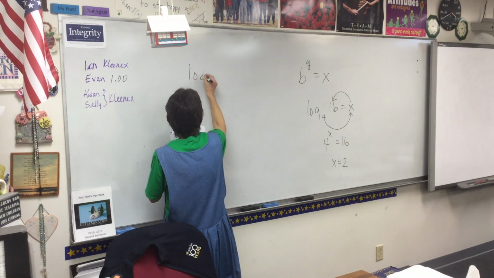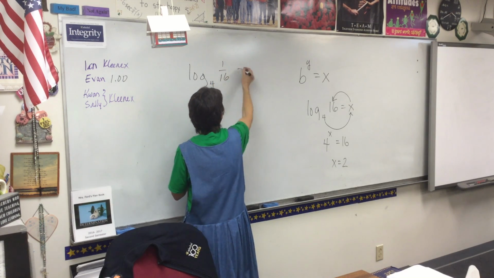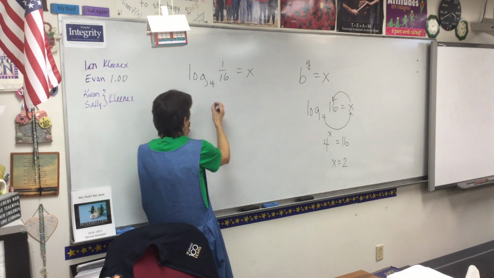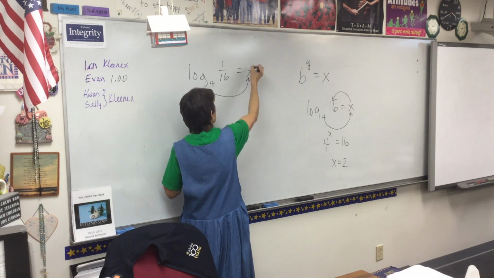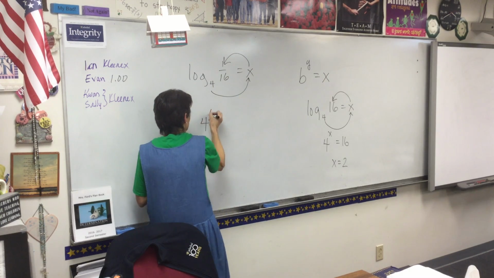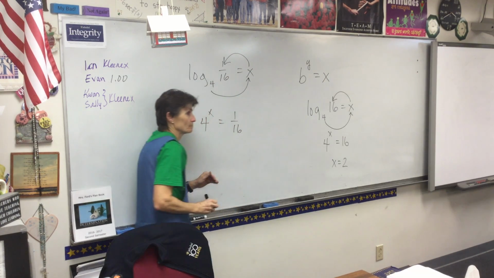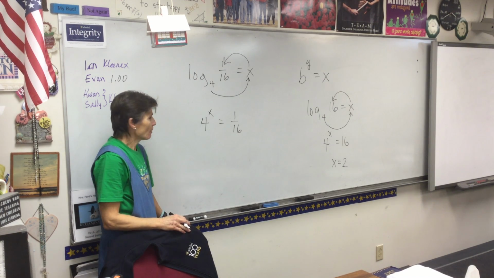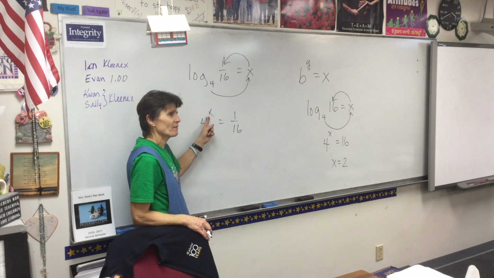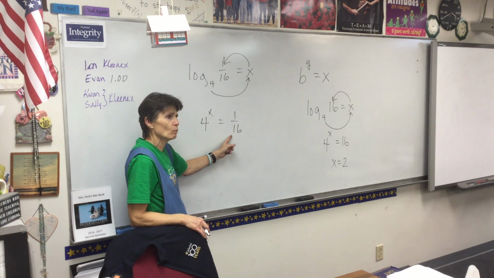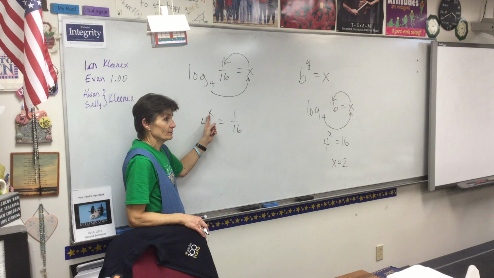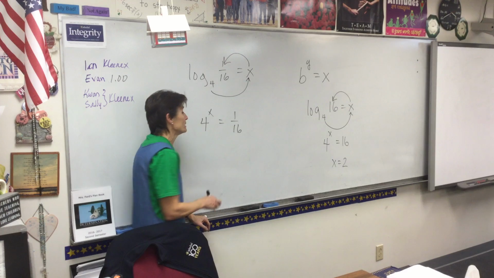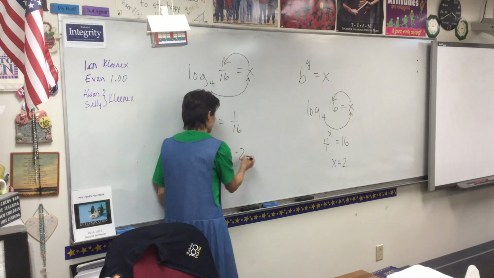The log base 4 of 1/16, and I wanna know what that equals. So let's do our loop-de-loo. Here we go. 4 to the x equals 1/16. This is a little tricky. How do we get the 1 over? What do I know about that exponent if this is going to be 1 over? It's got to be negative. Negative what to go from a 4 to a 16? Negative 2. So the answer is negative 2.